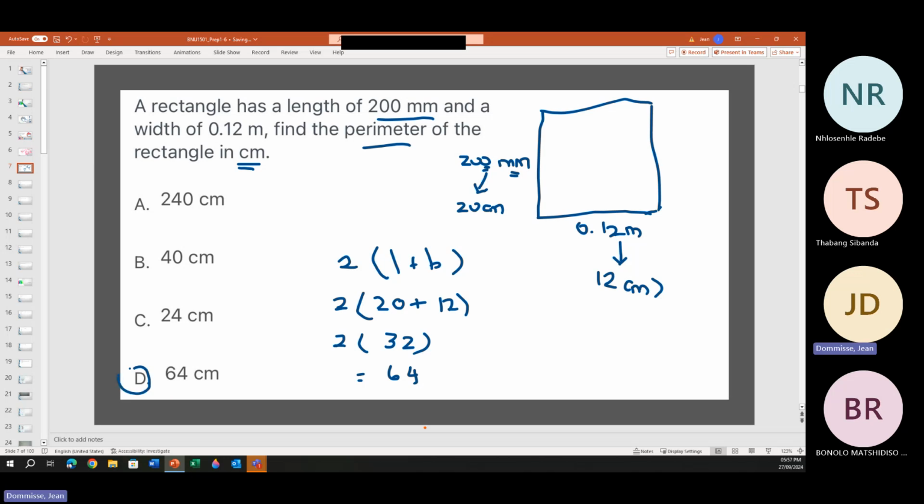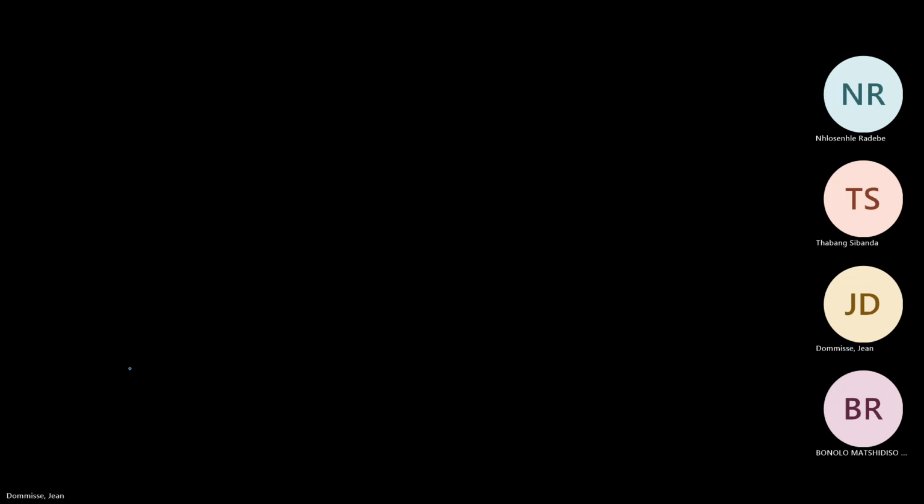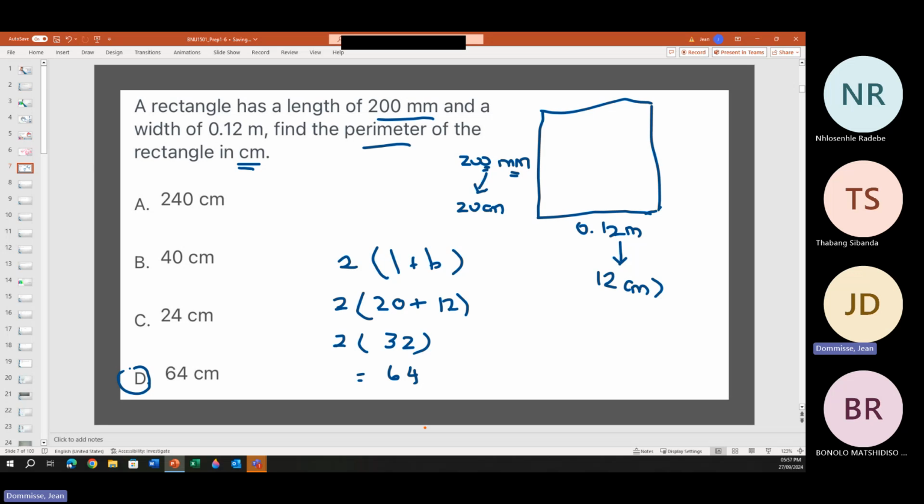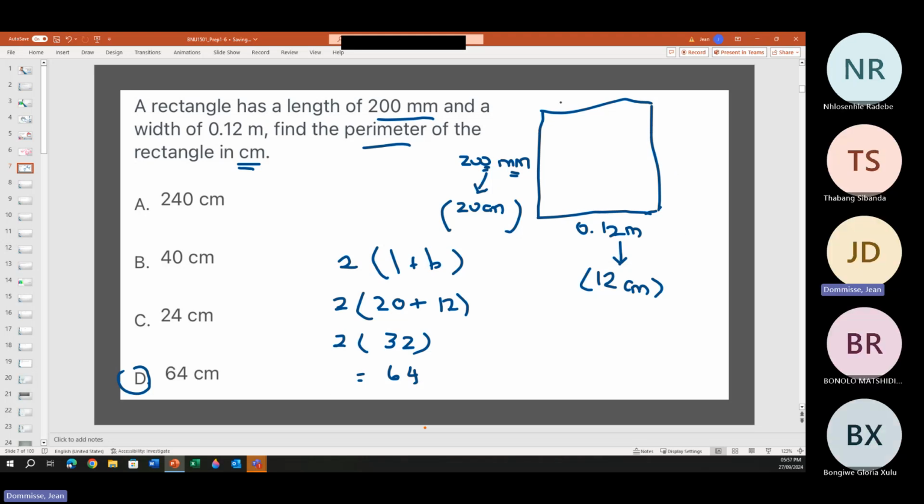Okay, but very important in this one, they wanted to test that you know how to change the measurement from millimeters into centimeters and from meters into centimeters. That was the big thing that they wanted to test in this one. And then yes, we need to work out the perimeter. So it's 2 times the 20, which is 40, 2 times the 12, which is 24. So that will also give you again the 64.